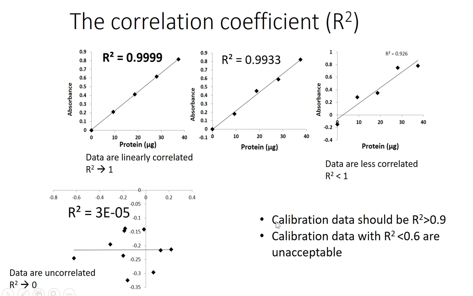Okay, here's a general rule of thumb. Your calibration data should have a correlation coefficient greater than 0.9. Always aim for that, and if you're above 0.9, between 0.9 and 1, you're in a green light zone. Your data are fine. If your calibration data have a correlation coefficient less than 0.6, you cannot use it.